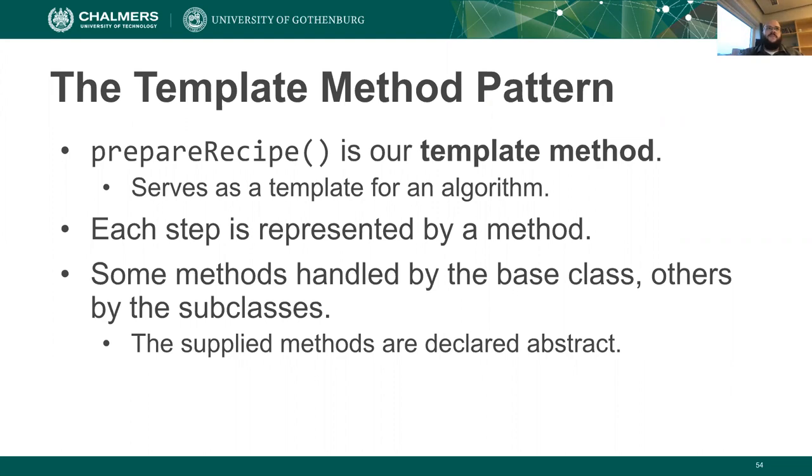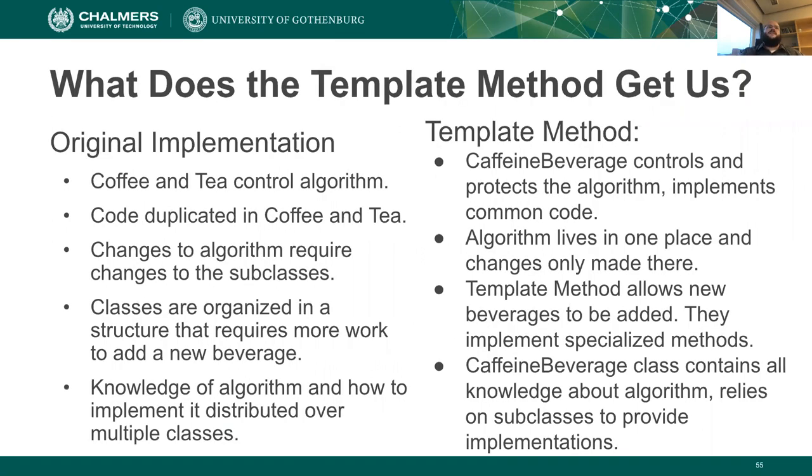In the template, every step of the algorithm is represented by a method. And some methods are handled by the base class, while others are delegated to subclasses that we plug in, which can change. The methods that need to be supplied by the subclass are declared abstract. The template method then defines the steps of an algorithm, this recipe, and it allows subclasses to swap out different implementations for one or more steps of that algorithm, allowing us to plug in different options based on the choices we've made, right?